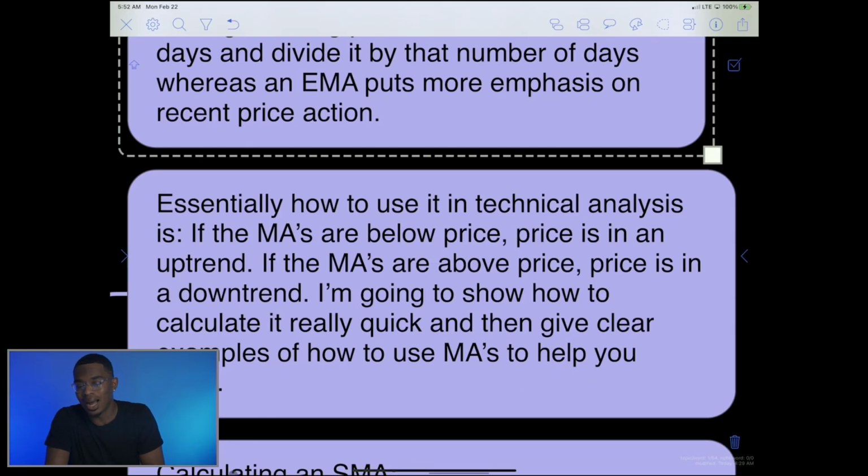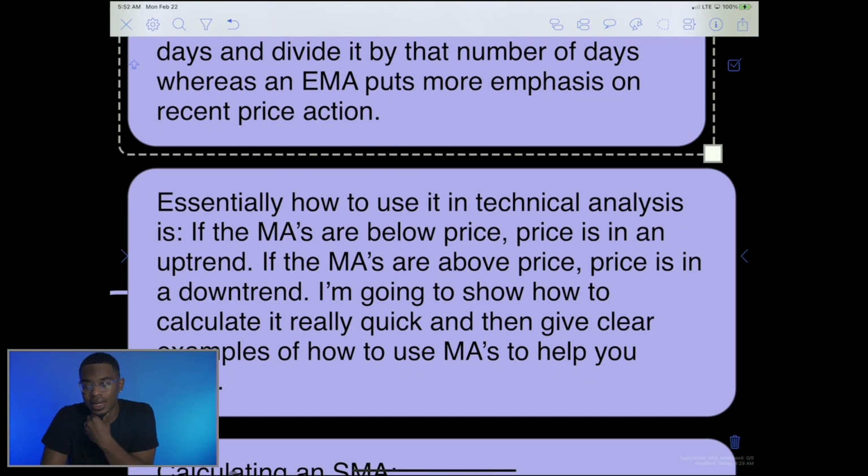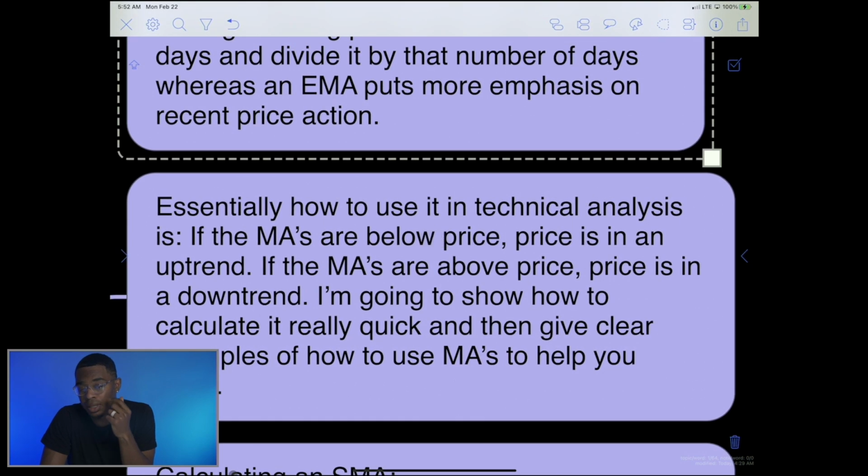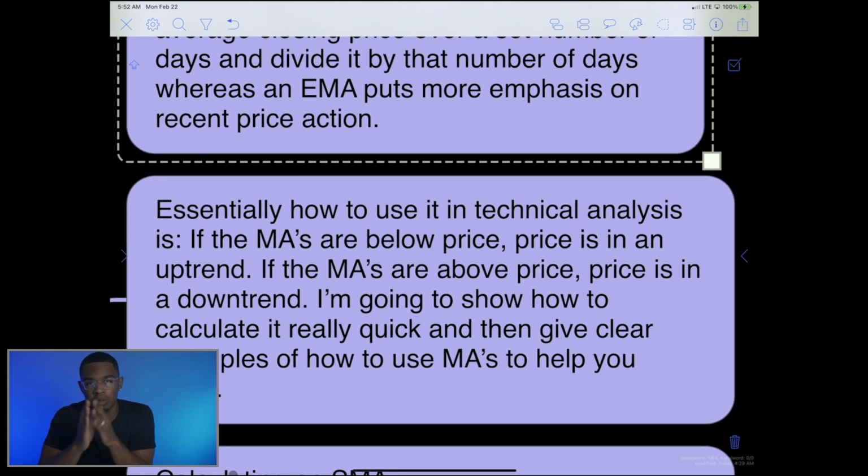The exponential places so much weight on recent price action that a lot of traders use it to get in the market earlier, because it reacts to the market quicker. I will show you how EMAs react to the market a lot quicker than SMAs, but I'm going to go over a few more things real quick before I give you some examples.